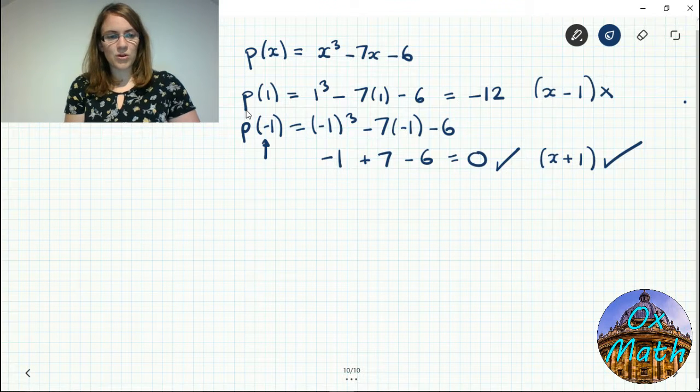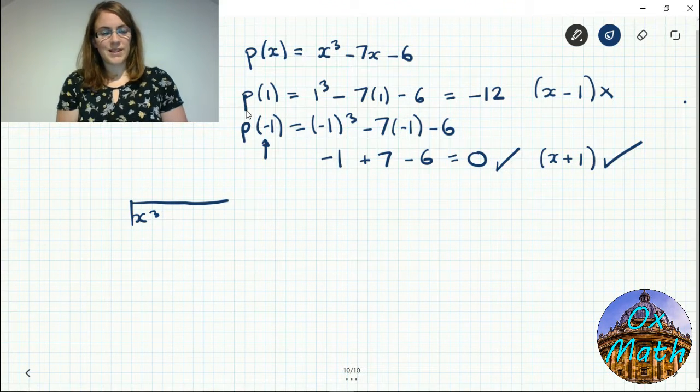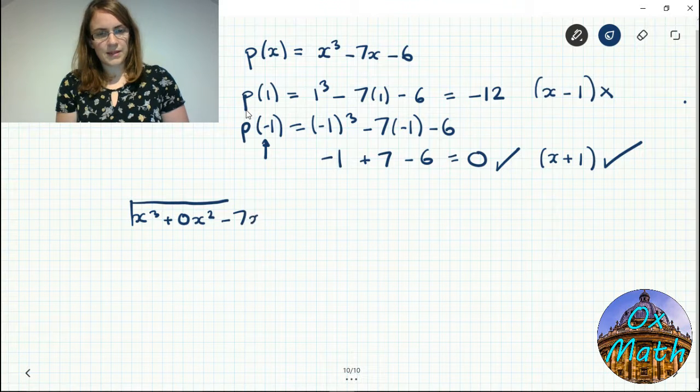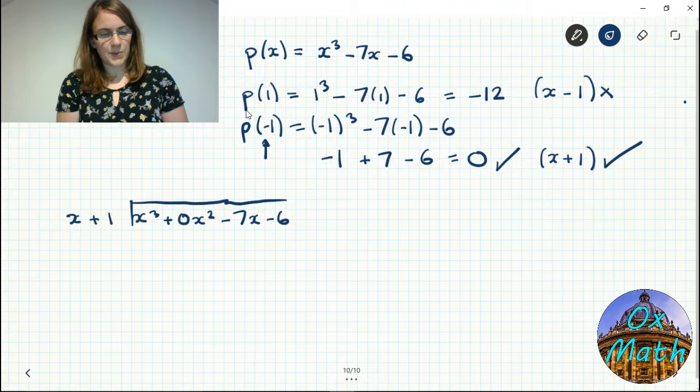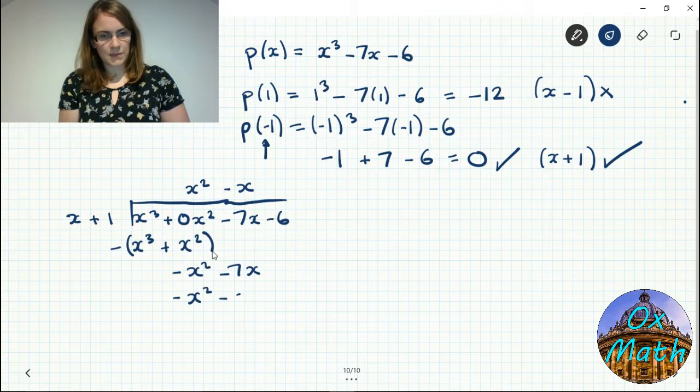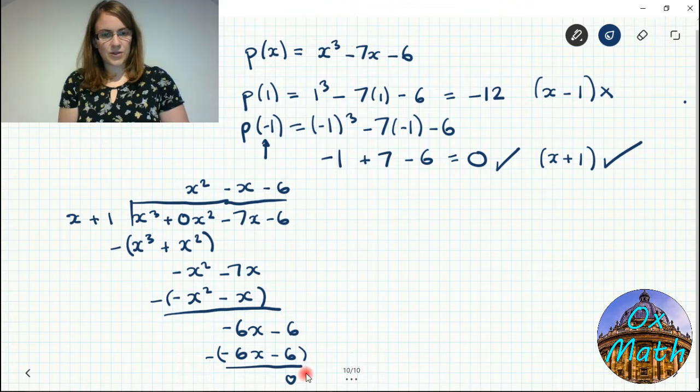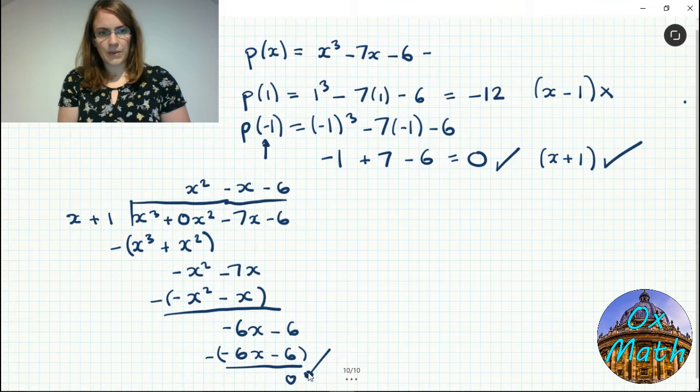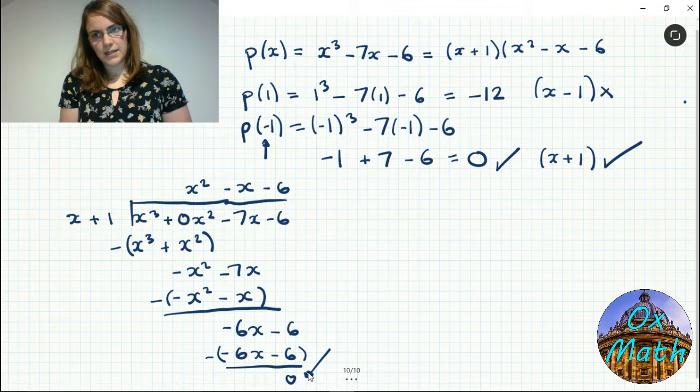So I can now know that it is worth doing the division because x plus 1 is a factor, and when I do the division it will give me what's left to still factorise. Remember, when we do the polynomial division we need a column for every power of x, so I'm going to add a 0x squared in there, minus 7x minus 6. And we now know that we can divide this by x plus 1. As expected, no remainder. So now we know that we can actually factorise our polynomial into x plus 1 lots of x squared minus x minus 6.